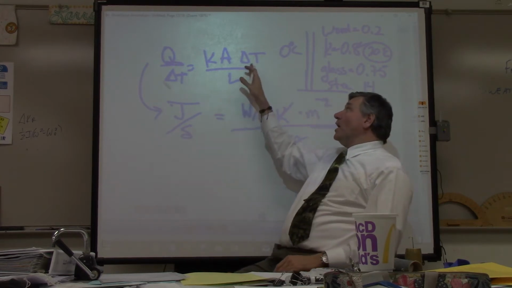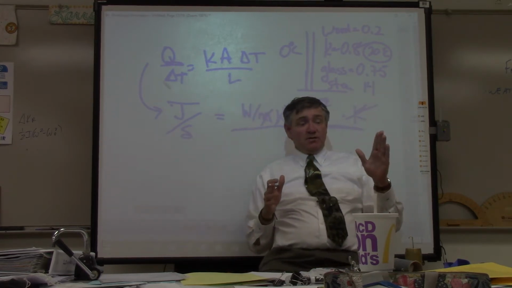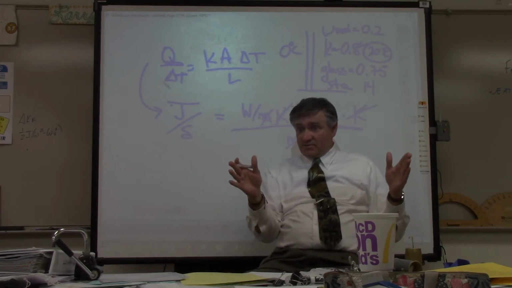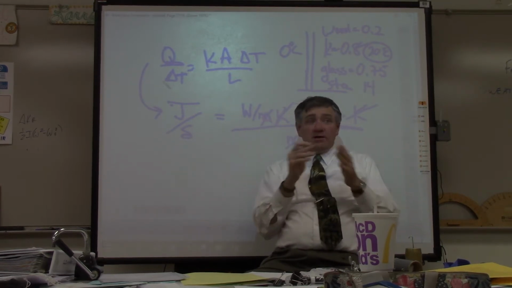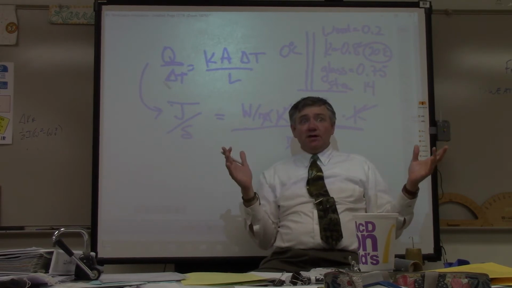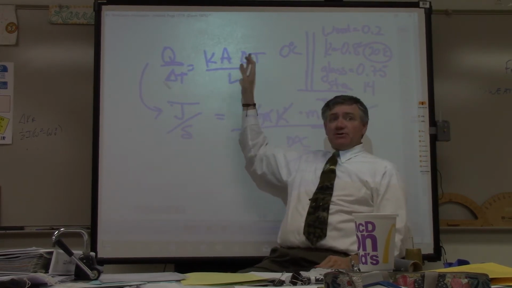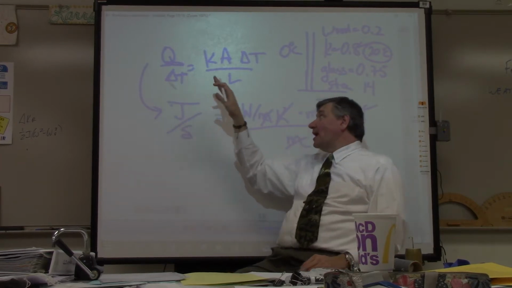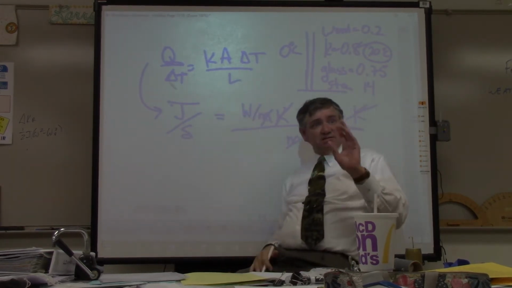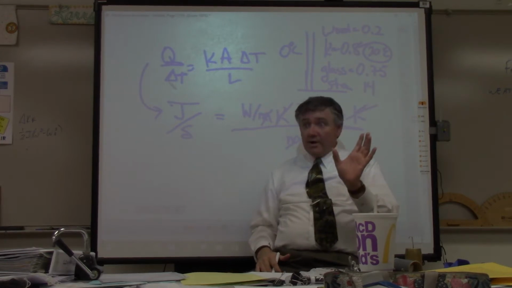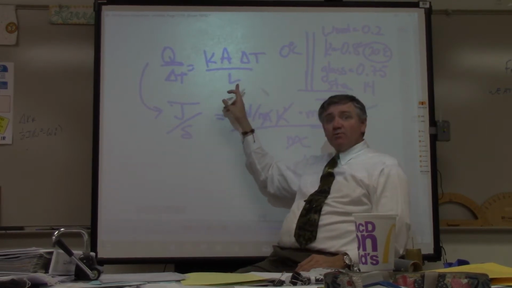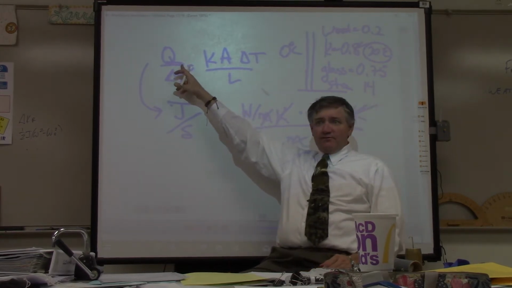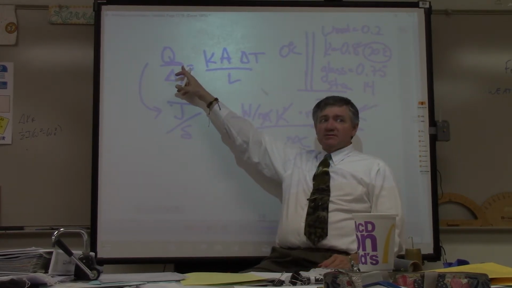Because look, what if there is no temperature gradient? What if the inside temperature of your house is 20 degrees and the outside temperature is 20 degrees? Nothing happens. There's nothing to be gained, right? So the bigger this temperature gradient is, the faster your rate of heat loss. Now, L is the thickness of the wall. So as you build a thicker wall, what's going to happen to this value over here? It's going to be lower.